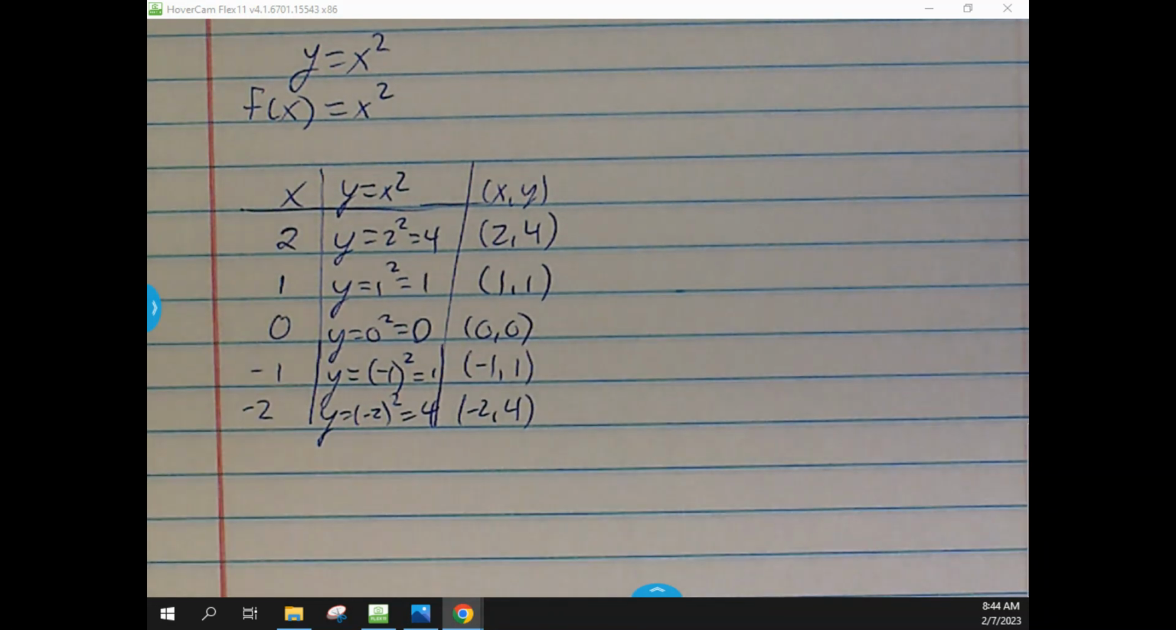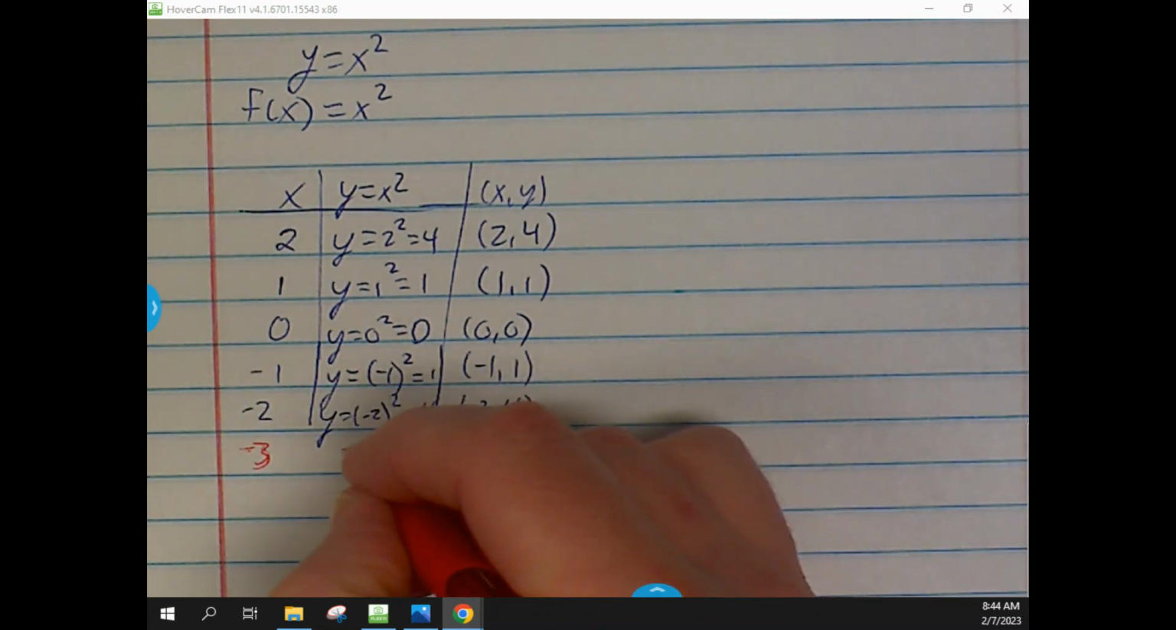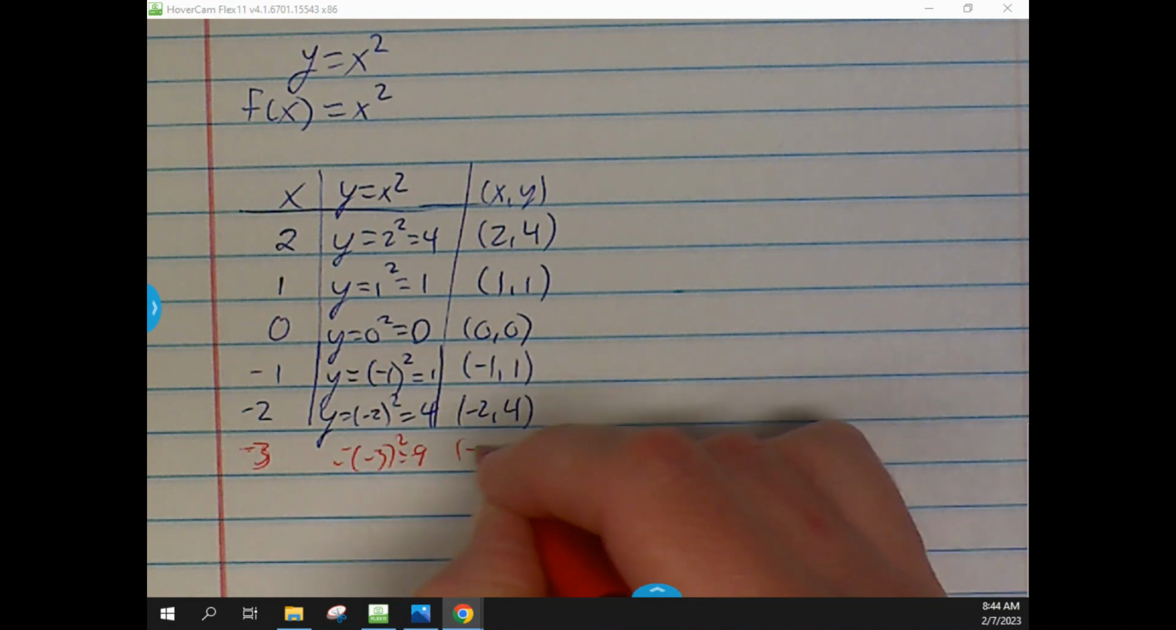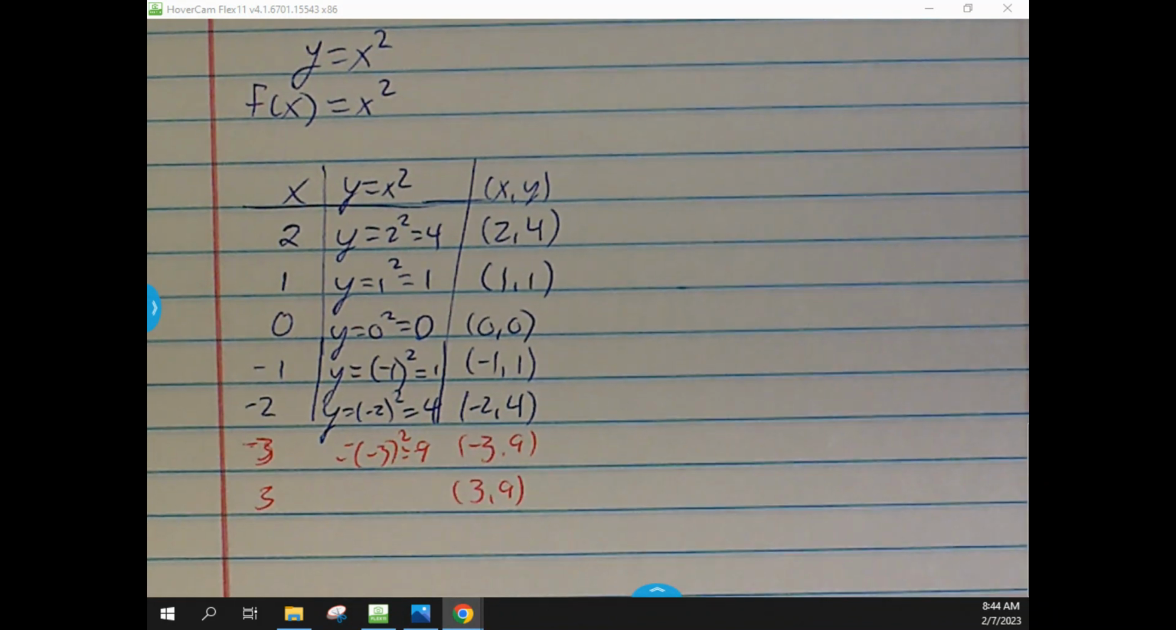So whether we did 3 or negative 3, negative 3 squared would equal 9. But if we did positive 3, it would also be that number. So it's got symmetry. If you want to think about it that way, it's got mirror images, so everything's the same as we're going through these.